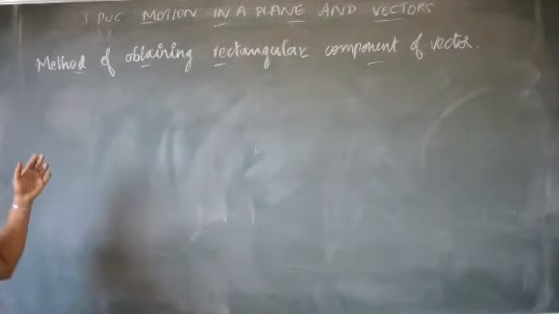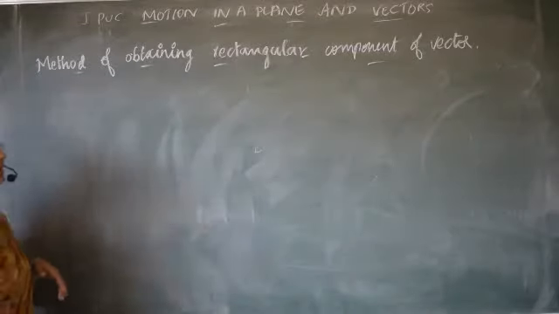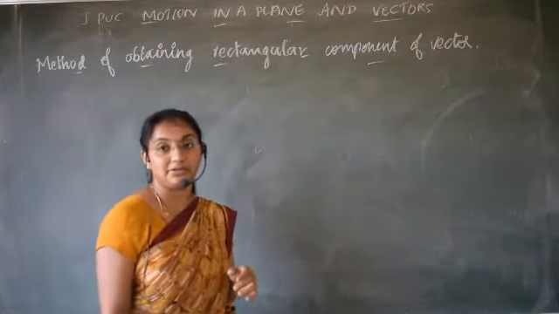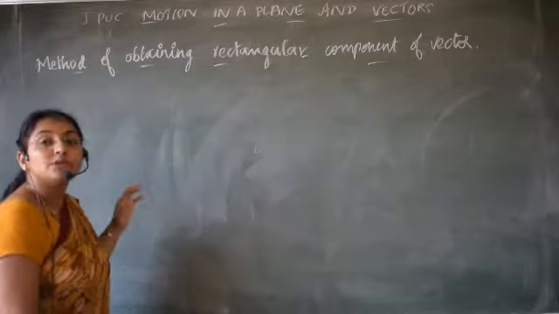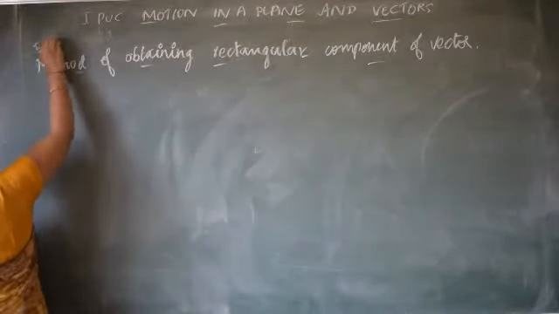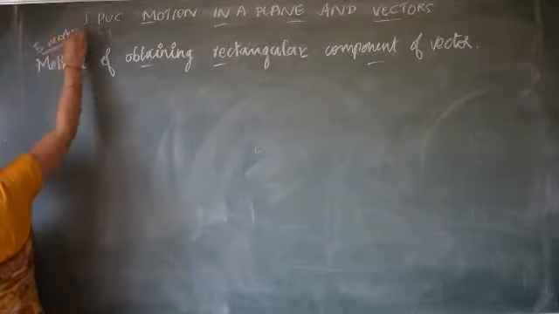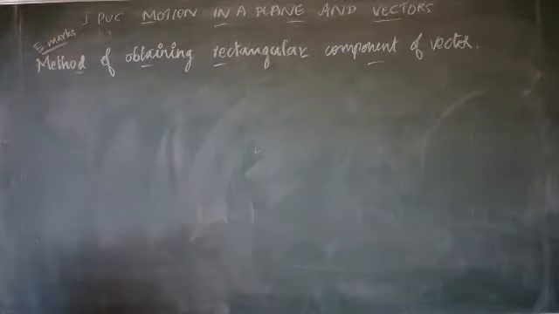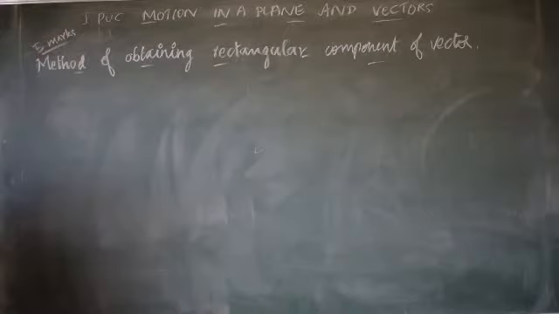So I said in the next class we'll get the method of obtaining the rectangular component of a vector derivation. Okay, so this derivation is important for 5 marks. How to obtain the rectangular component of the vector?